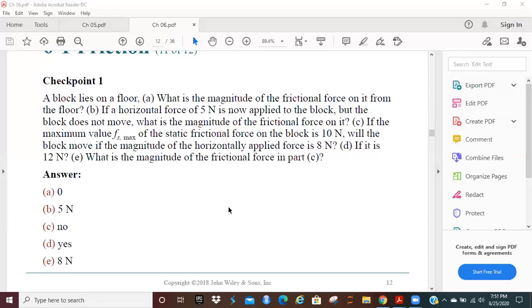So what is the magnitude of the frictional force in part C? To give you a hint, the horizontally applied force is 8 newtons. So what's the static frictional force magnitude? Is it equal to it? That's right, because the block is still not moving. So the answer there is going to be 8 newtons.